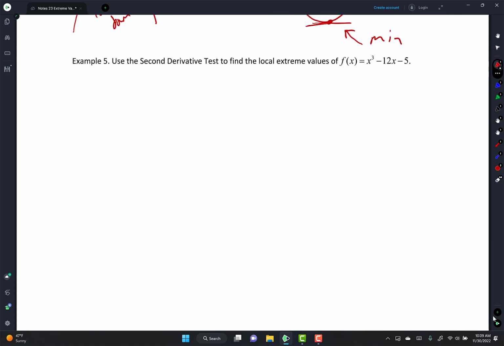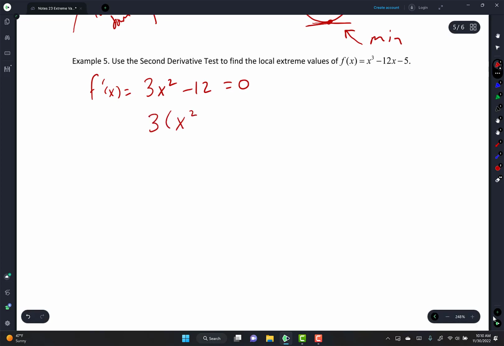Use the second derivative test to find the local extreme values of this function. So, second derivative test. First, let's take the first derivative. F prime of x equals the derivative of x cubed, which is 3x squared, minus the derivative of 12x, which is 12. I'm going to set this equal to 0 to find my critical numbers really quick. I'm going to factor out a 3, so I have x squared minus 4. Where will that give me my critical values? Plus or minus 2. Are we okay?